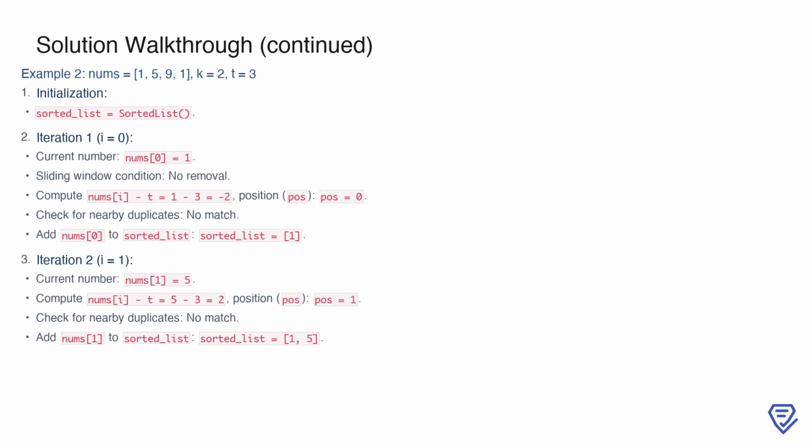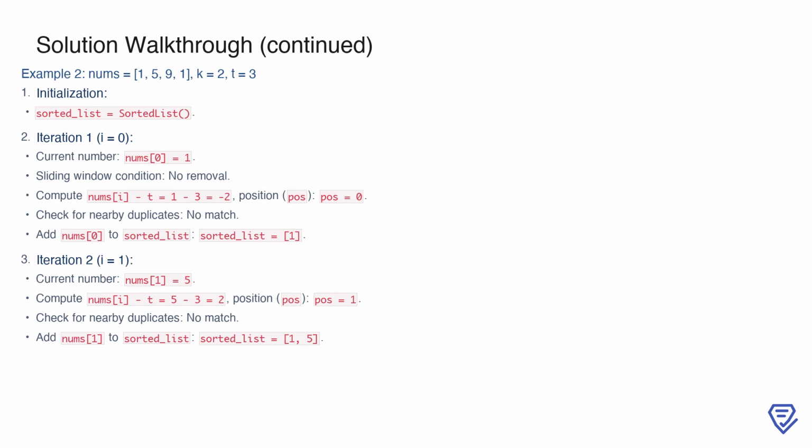In the second example, nums is [1, 5, 9, 1], k is 2, and t is 3. We start by initializing an empty sorted list. For the first iteration, nums[0] equals 1. The sliding window condition does not require any removal, so we compute nums[i] - t, which is 1 - 3, resulting in -2. The position for insertion is determined to be 0. Since the sorted list is empty, there are no nearby duplicates. We add nums[0] to the sorted list, resulting in sorted_list equals [1].